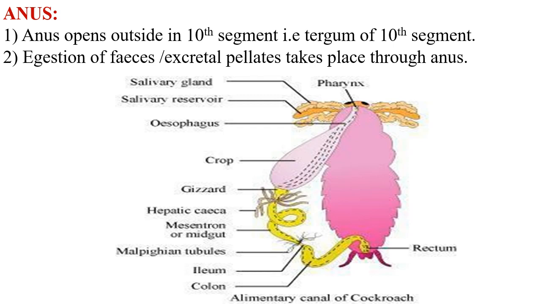Then we end the alimentary canal, obviously with the help of the anus, which opens to the outside of the body of the cockroach in the 10th segment, that is in the tergum of the 10th segment, the lower ventral portion of the body. Ejection of feces takes place through the anus. All the undigested food will be put outside the body in the form of small pellets, obviously through the anal portion. So that is the alimentary canal of the cockroach.